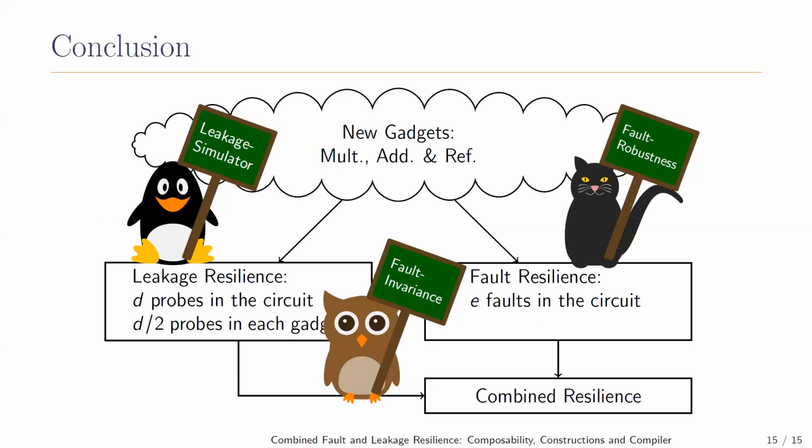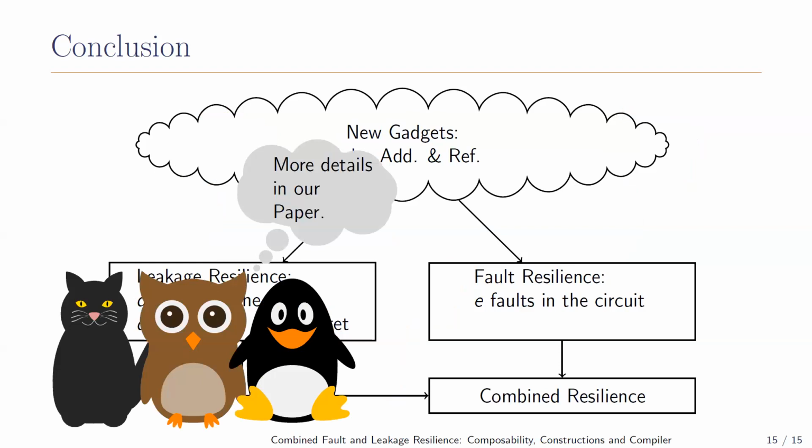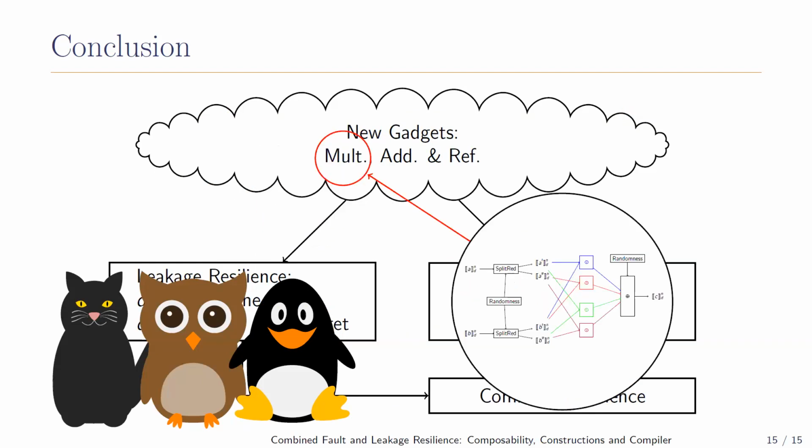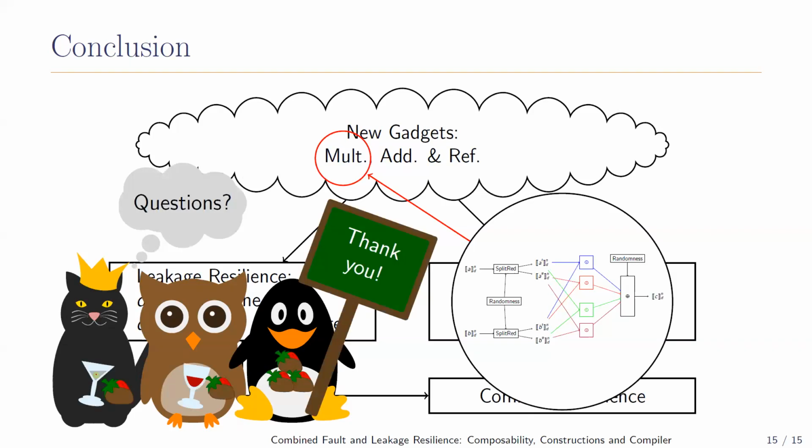So this was what we did in the paper. We had this fault robustness and fault invariance and the leakage simulator, and we proved this for the multiplication, addition, and refresh. And then I showed you how the multiplication worked for our compiler. And with this I want to thank you for listening, and any questions are welcome.